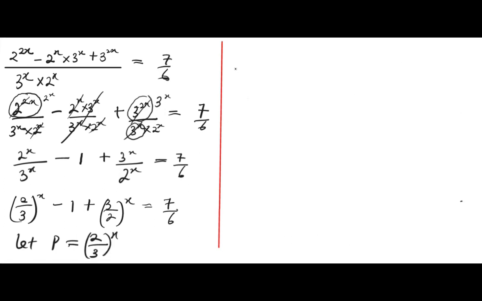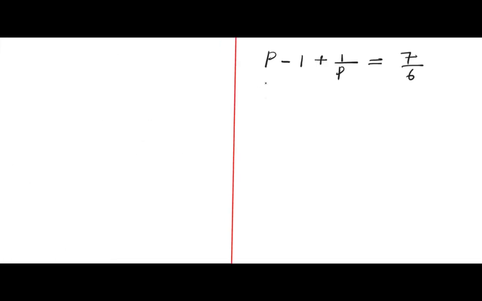So we're gonna have p, instead of 2/3 raised to the power of x, we're gonna have p minus 1 plus, here we have 3 over 2. That is the inverse of 2 over 3. So it's going to be 1 over p, all right? Because p is 2 over 3. So 3 over 2 will be 1 over p, right? Which is equals to 7 over 6, okay? So you have this equation, p minus 1 plus 1 over p equals to 7 over 6.